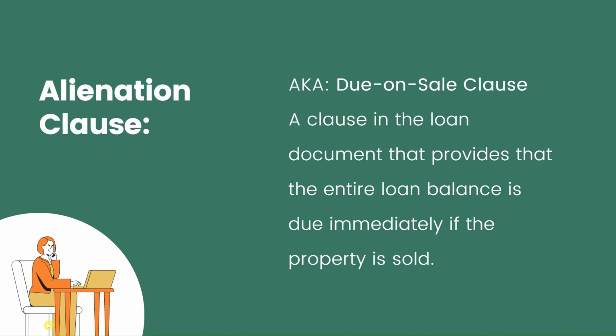Alienation clause, also known as a due on sale clause, meaning the loan for that property is due when you're selling it. So it will be a clause in the legal or loan documents whereby if you're going to sell the property, the lender will say that the loan balance is due immediately.